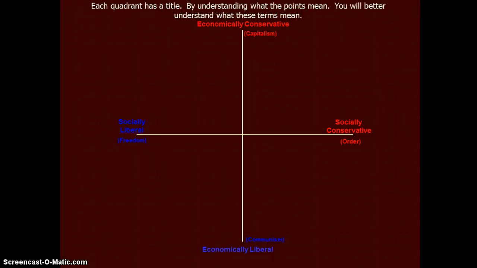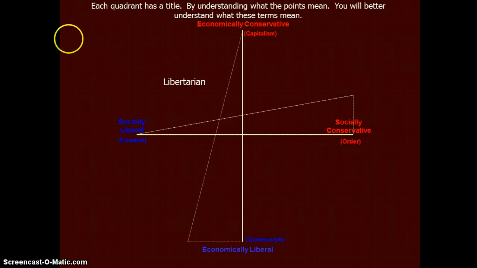Each quadrant kind of has its own name in a way that can help you understand it. So first one, we're talking about somebody who does not want government involvement at all. They're in this upper quadrant. We call this a libertarian. If you see a word here, you'd probably notice the word liberty. Right? Somebody who's a libertarian doesn't want the government involved economically or socially.